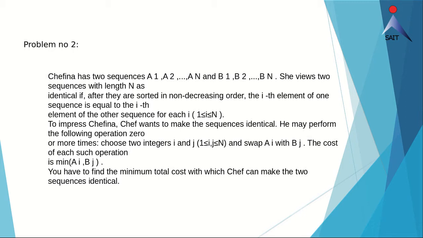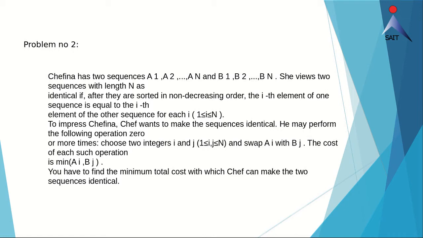This is the problem. We are given two sequences a1 a2 up to an and b1 b2 bn, and Shape wants to impress Shapina in such a way that she gets impressed if and only if, when we sort both arrays in non-decreasing, means increasing order, the element at the ith position of A is equal to the element at the ith position of B.